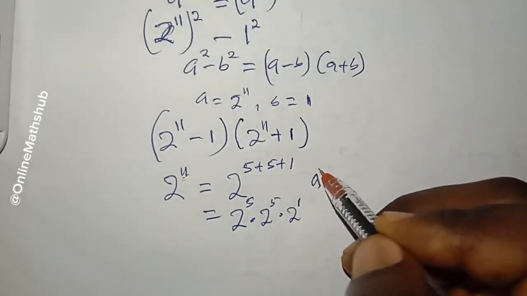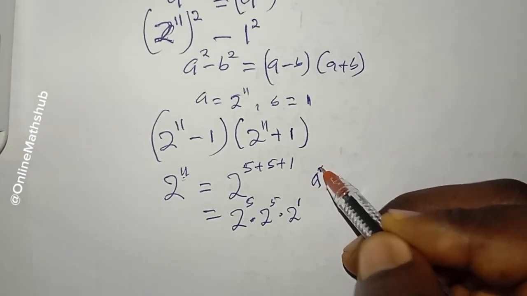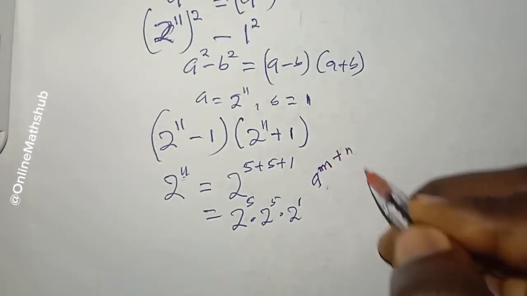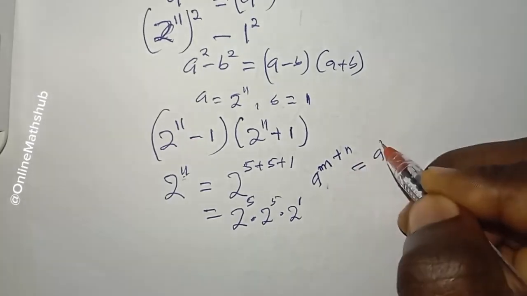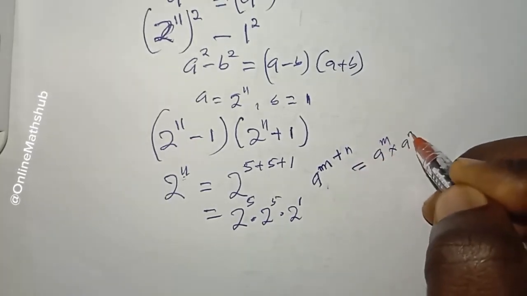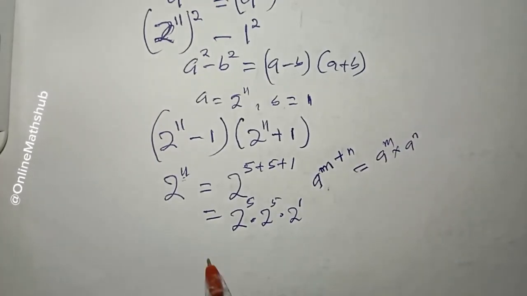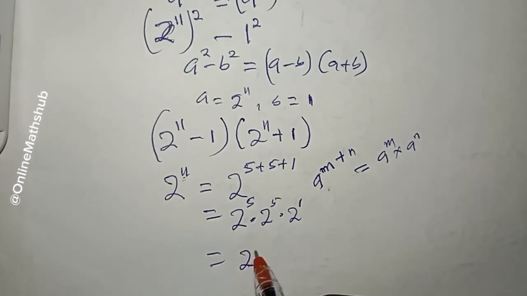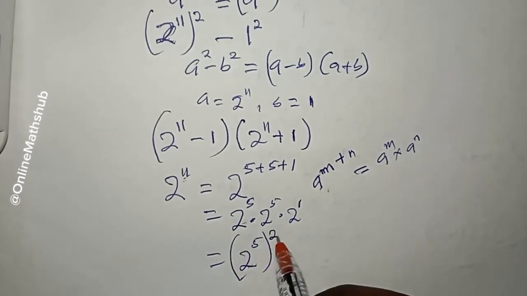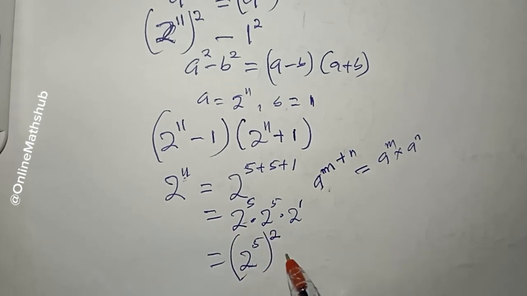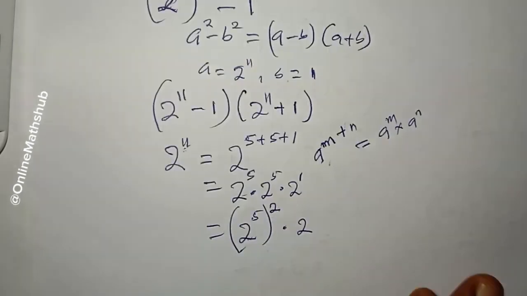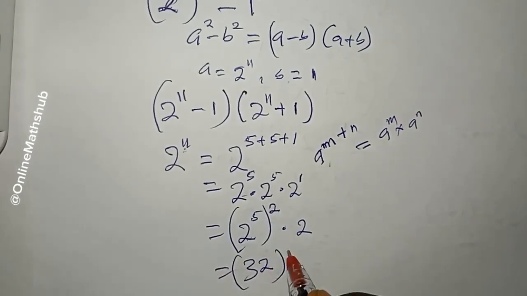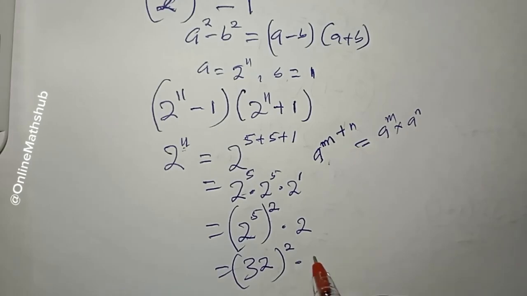This is actually the product law of indices, which says that if you have a power m plus n, you can write this as a power m multiplied by a power n. So this is what I've applied. Moving on, you can see that this 2 power 5 has appeared twice, so I can write this as 2 power 5 all power 2 and then multiply by 2 right here. And 2 power 5 is just 32, so we have 32 power 2 multiplied by 2.